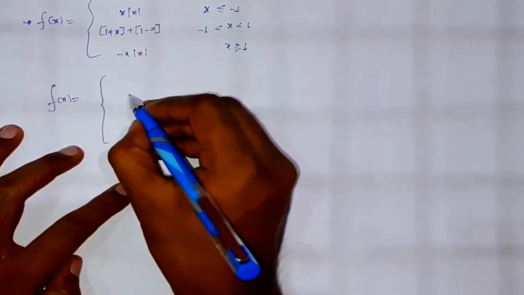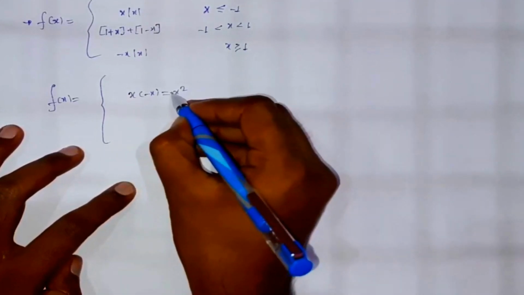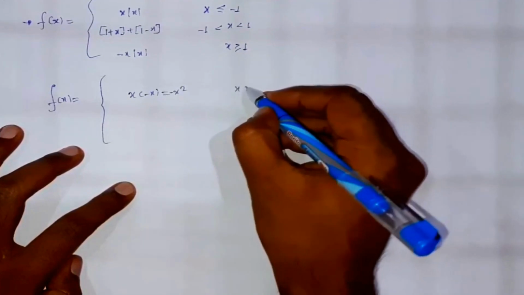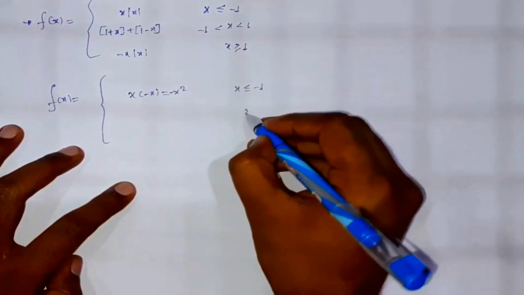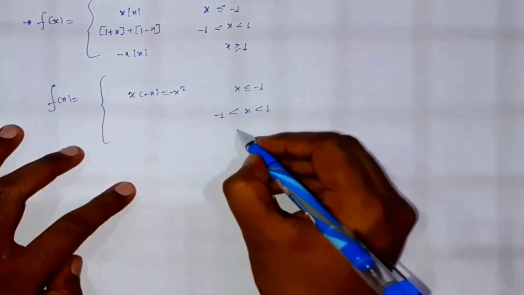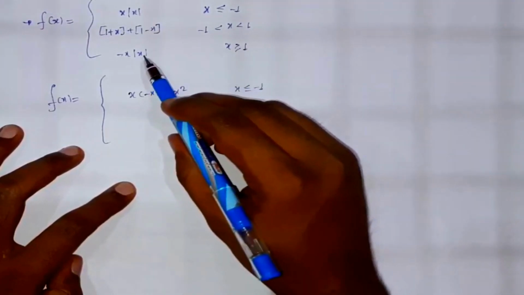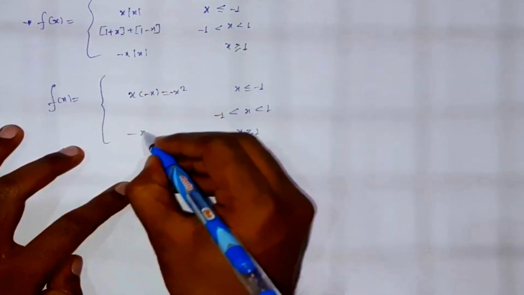So this function will be like this, or we can say minus of x square. Okay, so x lesser or equals to minus 1, and then x less than 1 and greater than or equals to minus 1. Sorry, x greater than or equals to 1. Here x is greater than 1, so it will open as a positive. So again we are getting x square.